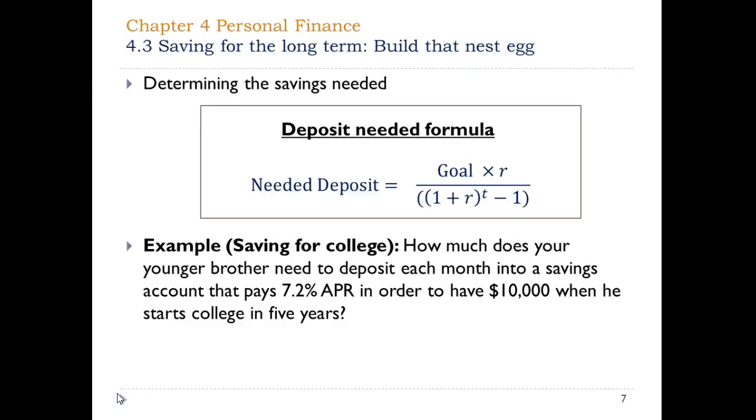Determining the savings needed. Deposit needed formula: needed deposit is equal to goal times r divided by (1 plus r to the power of t minus 1). Notice that this is the formula from the previous slides solved for monthly deposit.